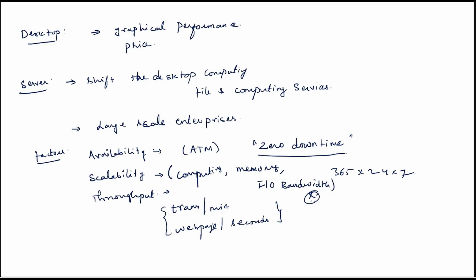Okay, so when you talk about a server, we are shifting the desktop to a higher level, wherein it is more focused on files and computing services. Almost all large scale enterprises use this, and the major factors are availability, scalability, and throughput. The next one, which we have been hearing about nowadays: clusters, which you can call warehouse scale computers.